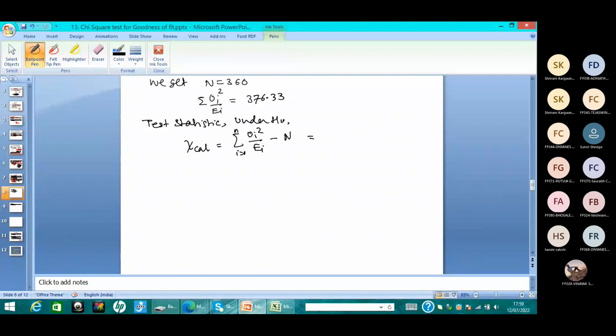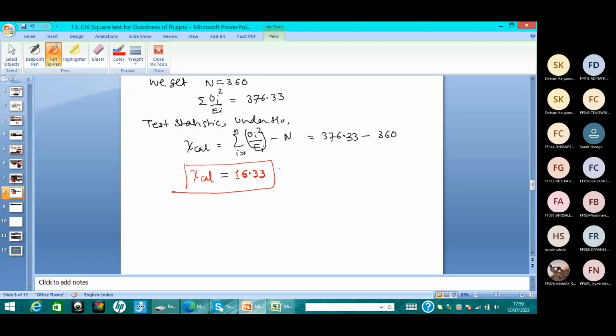So now put the values here. So summation, this total you have already found out here. It is 376.33 minus, what is the total frequency? 360. So what is the calculated value of chi-square? Now very easy. How much? So it is 16.33, right? So here is the calculated value, 16.33. So this is one part we have completed.